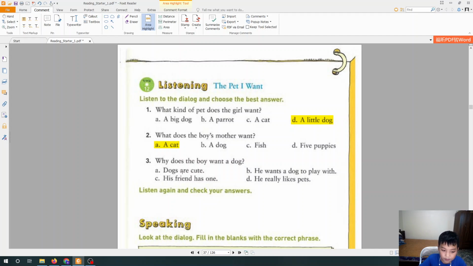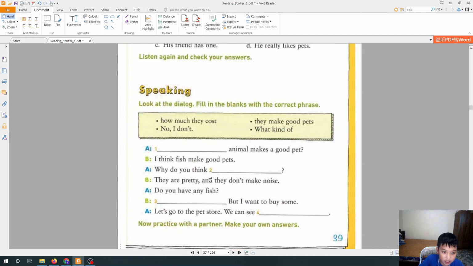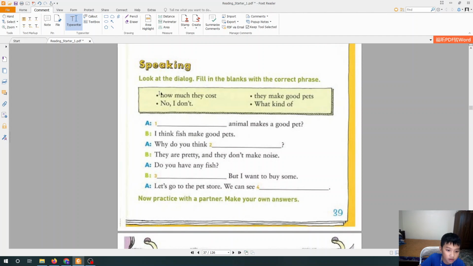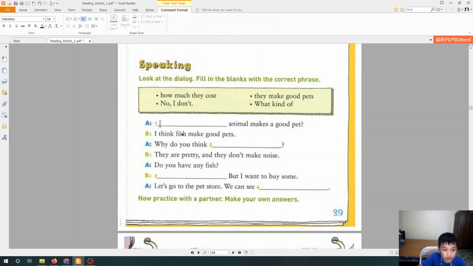Next. Why does the boy want a dog? It is answer B, because he wants someone to play with. Next exercise is speaking. We will look at this dialogue and fill in the blanks with the correct phrases, and we will read this dialogue aloud.